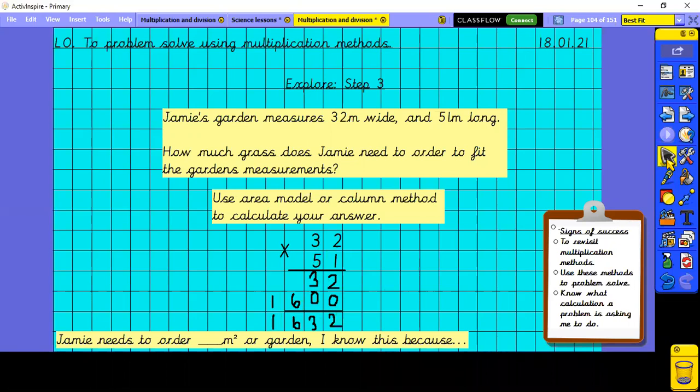So we've got 1,632. So to answer our problem, Jamie needs to order 1,632 metres squared, because remember when we times metres together it becomes metres squared, for his garden. I know this because I've multiplied 32 times 51. I'm not sure why that says full garden there. Okay, so well done if you got that calculation correct. Sorry, I've just changed our problem here to help you. So it now says Jamie needs to order 1,632 metres squared of grass. I know this because, so that makes more sense now.